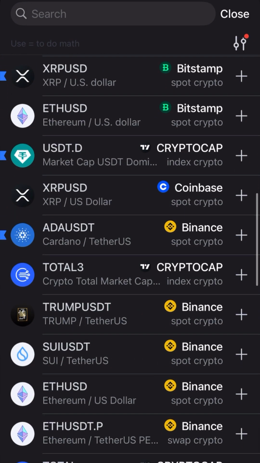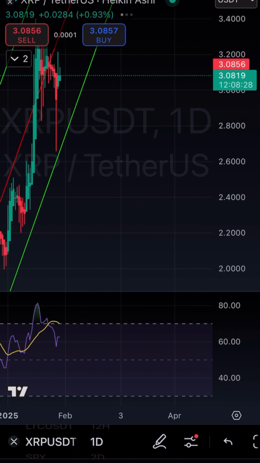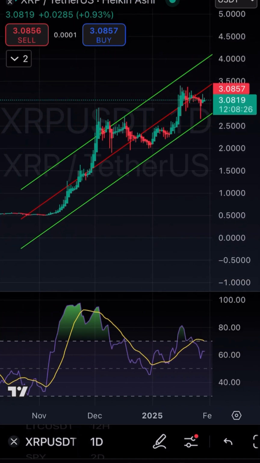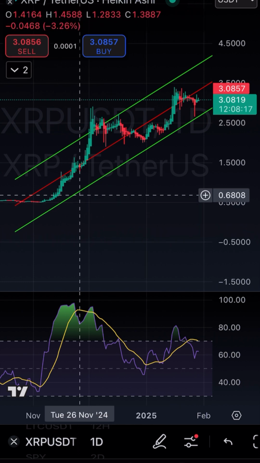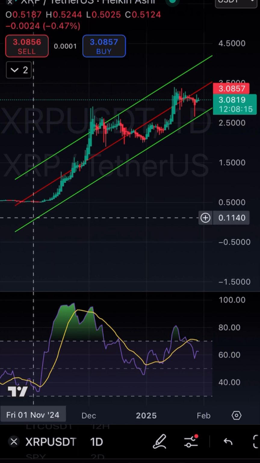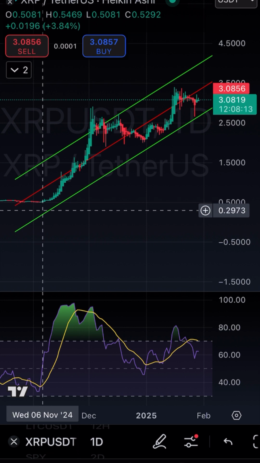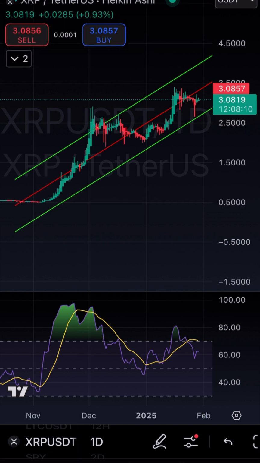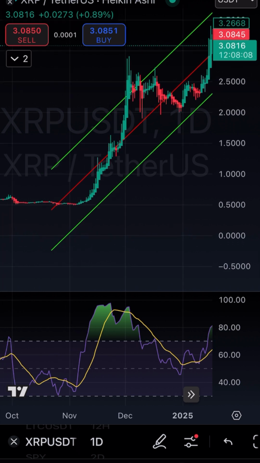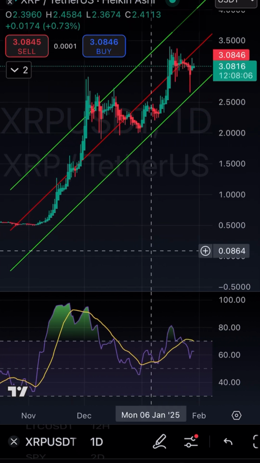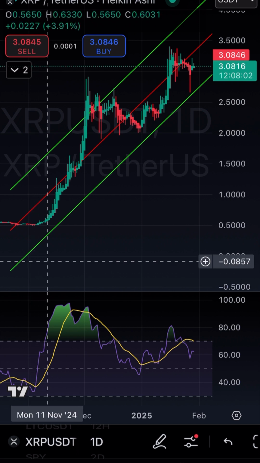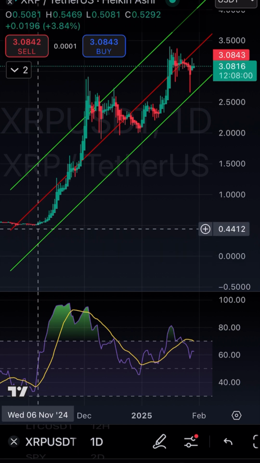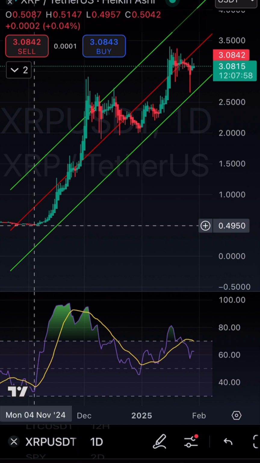Let's look at XRP. Now XRP is currently in an ascending channel right here. So entry point would have been right about here. If you caught that breakout, that's when it basically happened, when you caught that breakout, was right here. It was pretty sudden, fast. You probably wouldn't be able to catch this unless you were holding it.